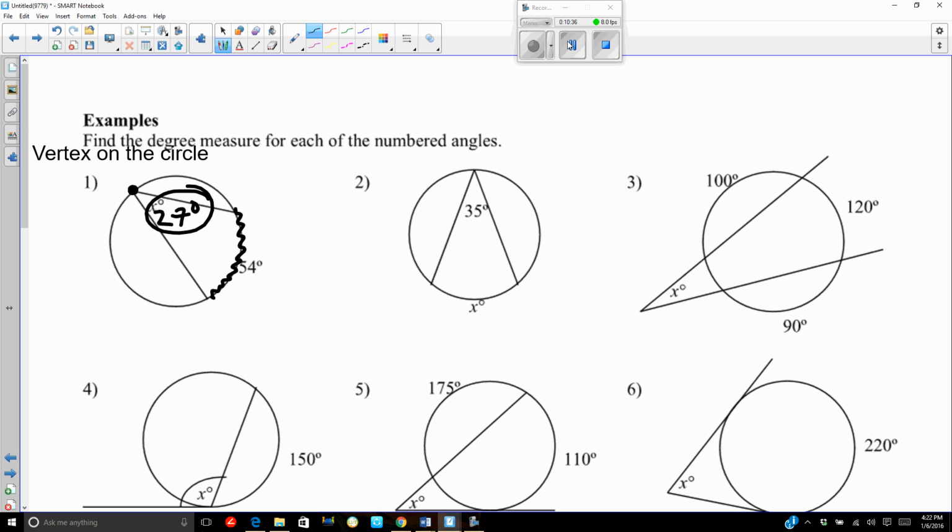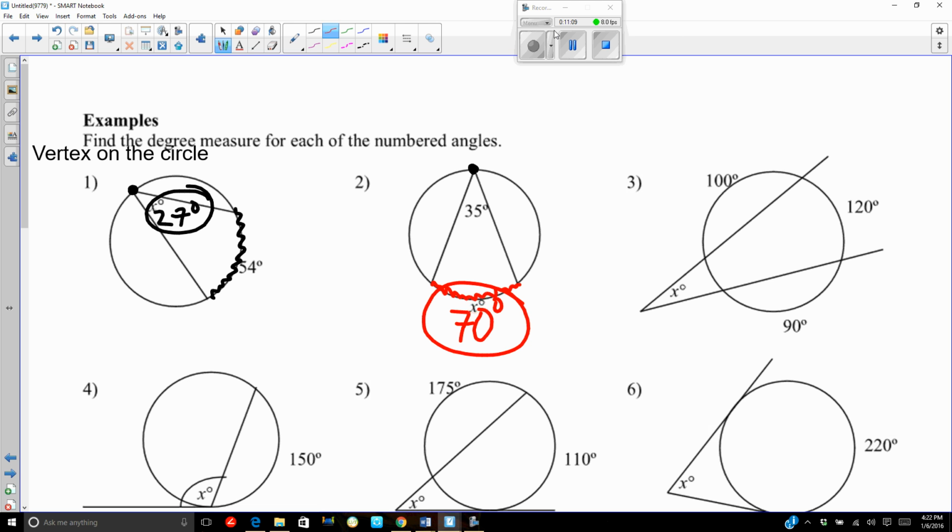Try to do number 2 now. Number 2, very similar problem. The vertex is on the circle. The only difference this time is they give you the angle. So they give you the angle. You need to find the arc. Remember, the angle is always going to be smaller than the arc with the inscribed angle. So that tells me we're actually going to have to multiply 35 by 2. In this case, our answer is 70 degrees. The angle is half the arc that it intersects.